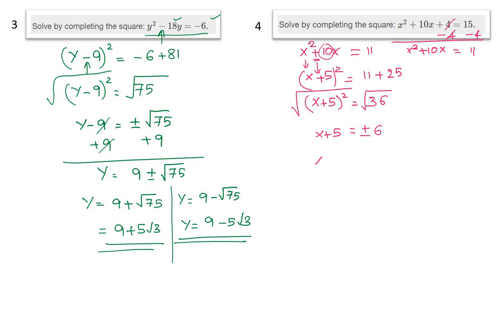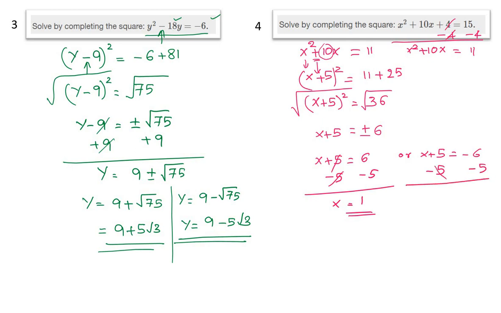So we have two solutions. One is x plus 5 equal to plus 6, or x plus 5 equal to negative 6. Right? So we can find the value of x. So subtract 5 on both sides. X is equal to 6 minus 5, that is 1. And subtract 5 from both sides in the other case. That will give you x is equal to negative 11. So we have two solutions. X is equal to 1 and x is equal to negative 11. Okay. Now let us check whether it satisfies or not. So we have already declared that this is a solution of the given quadratic equation.